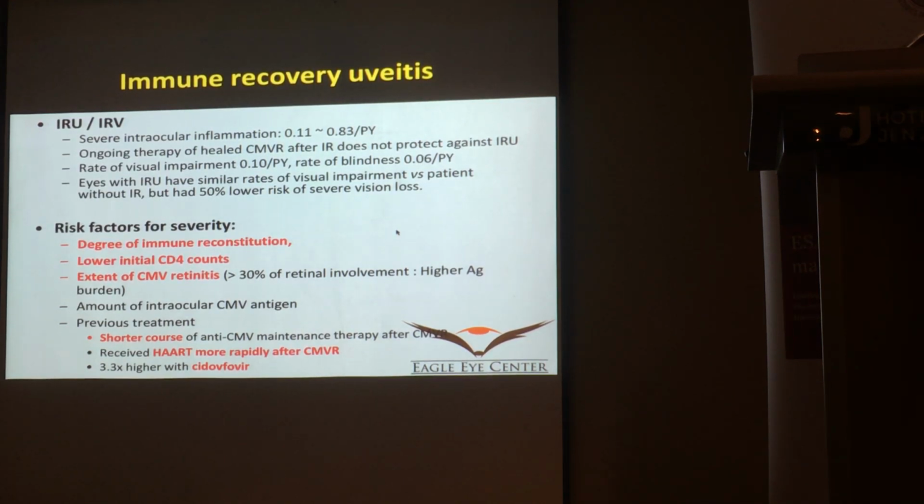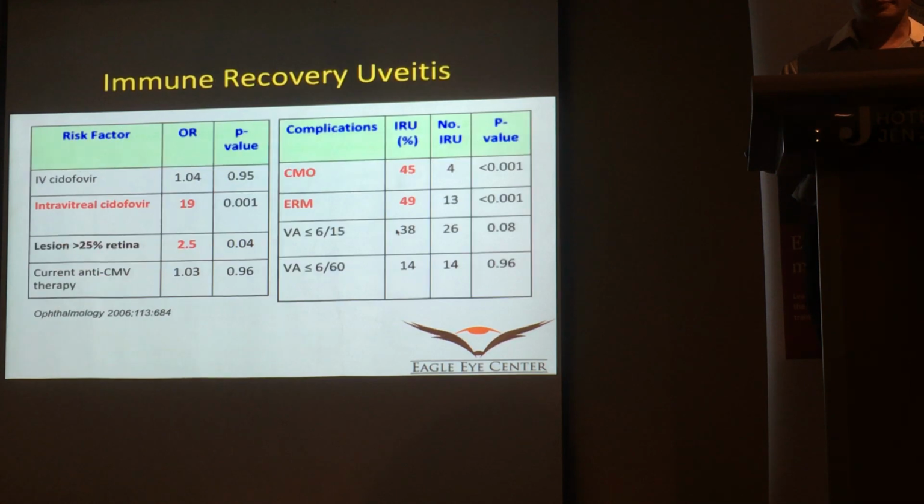Well, that probably reflects the amount of CMV antigen or the viral load that's in the eye. Right? So if you have a bigger load, conceivably bigger inflammation. If you have a shorter course of treatment prior, if you have received HAART therapy too quickly after CMV retinitis, if you treat it with cidofovir, your risk is higher as well, which fortunately we don't treat most of them with.